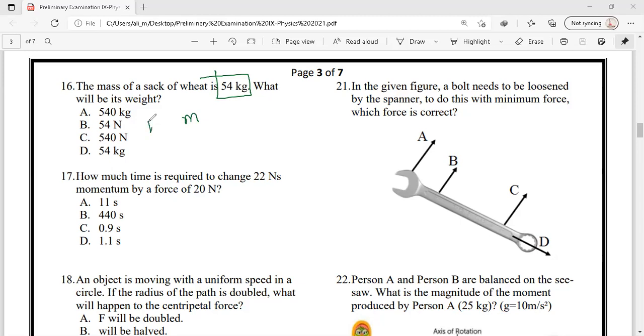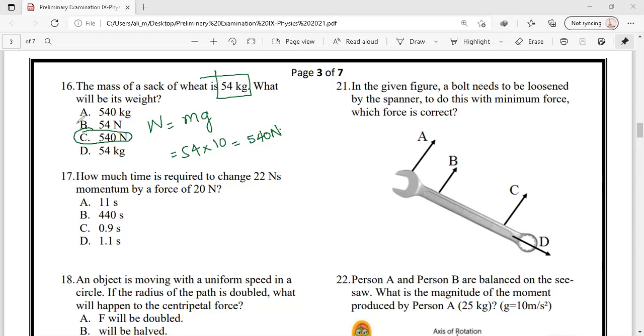We know that weight is equal to mass times gravitational acceleration. Mass is 54 and gravitational acceleration is 10. So 54 into 10, the answer would become 540 newtons. So correct answer is option C.